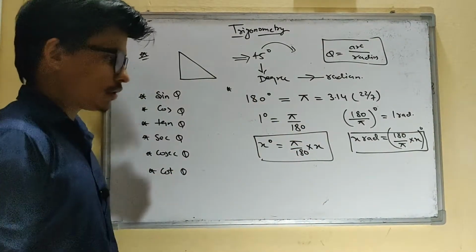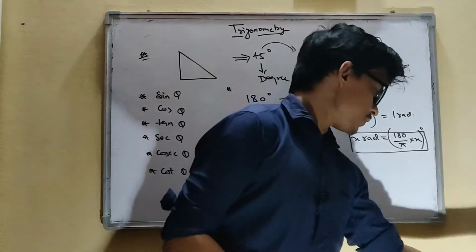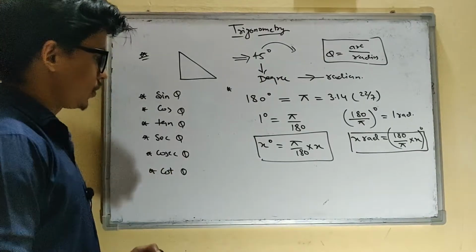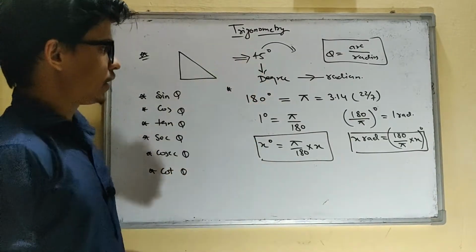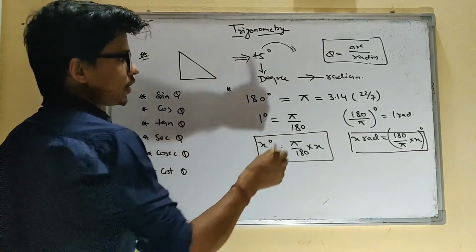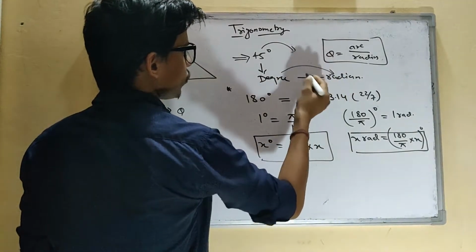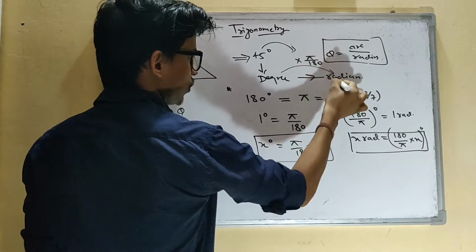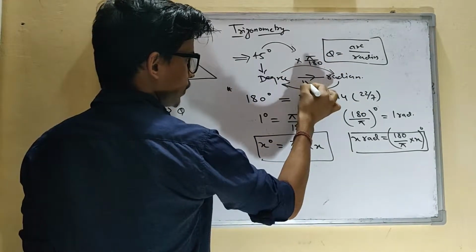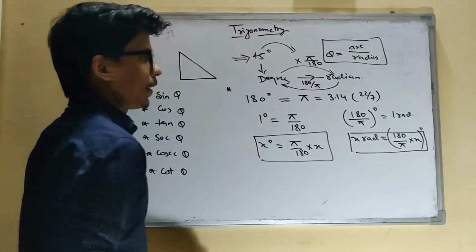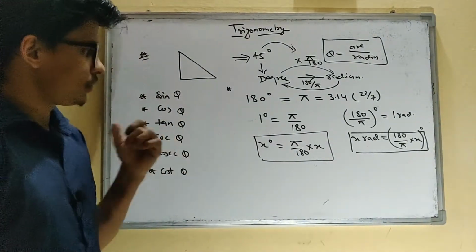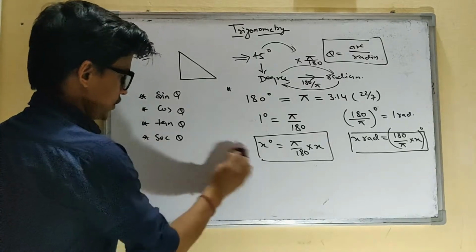So we are going to discuss some problems for the conversion purpose. So you remember that in order to convert degree into radian, you have to multiply it by pi by 180. In order to convert radian into degree, you have to multiply it by 180 by pi. Okay. So next we have to solve some particular questions, right?